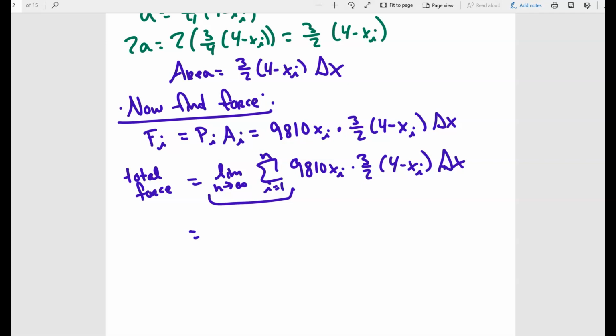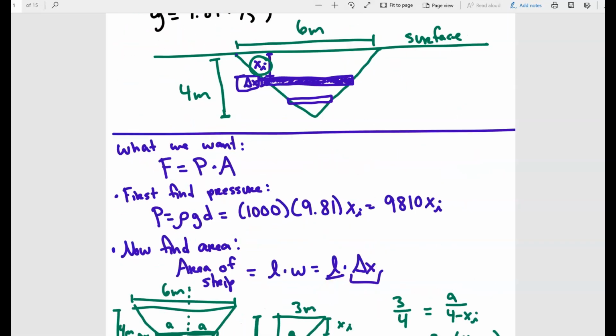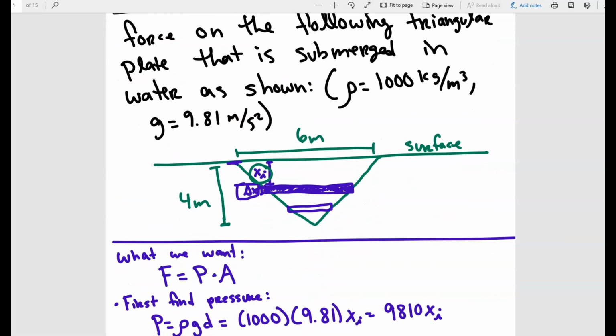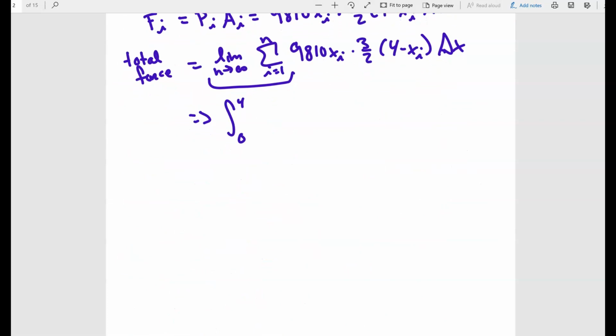So we know from calculus that this is just going to give me the integral from 0 to 4, because we know that we are starting from the surface here at 0 all the way to 4. From 0 to 4 of what? Of 9810 x times 3/2 times 4 minus x. And then this delta x turns into dx. So let me go ahead and multiply a couple things out. Let me take out this guy and this guy.